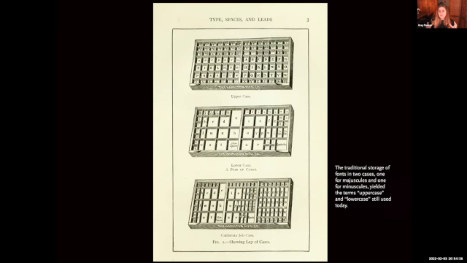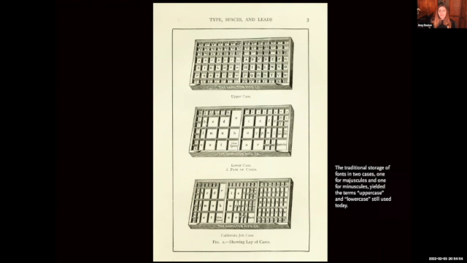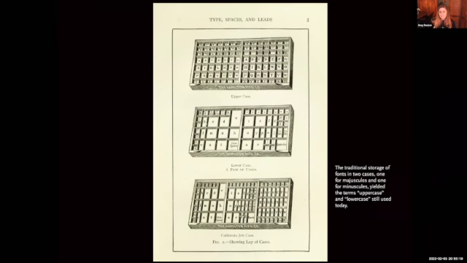All the majuscules, which we call capital letters today, were in the uppercase, and all the minuscules, which we now call lowercase letters, were in the lowercase. So the terms uppercase and lowercase literally came from the way type was stored for movable type. The majuscules were in the uppercase and the lowers were in the lowercase, and we've used those terms today. That's where that terminology came from.